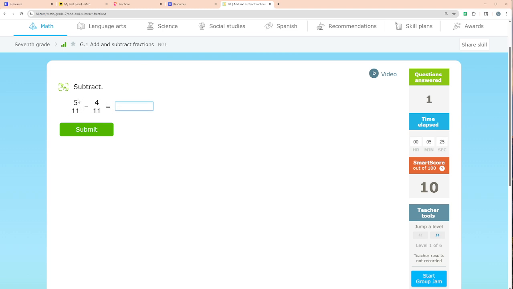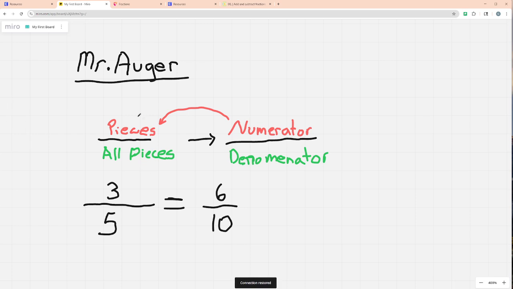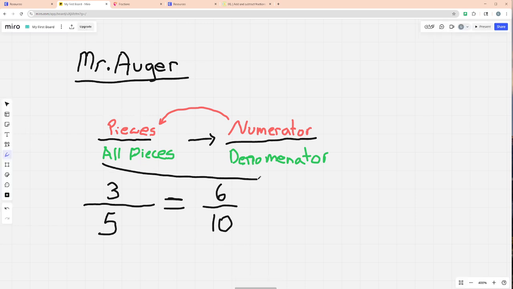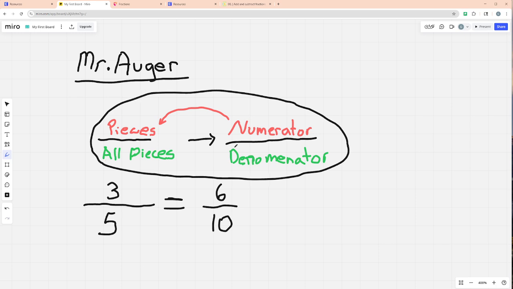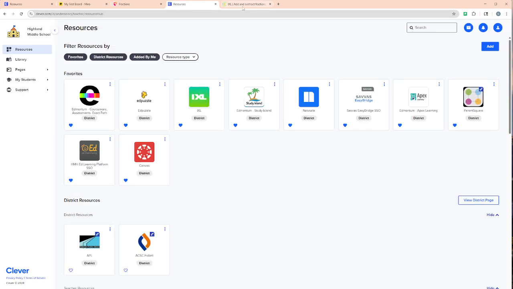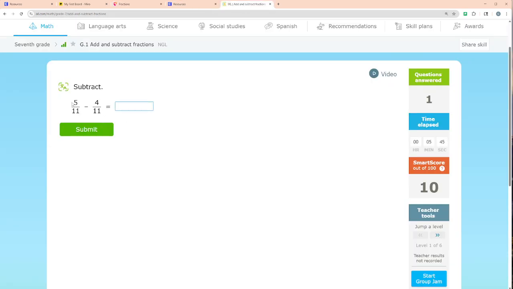Probably not. Let's go to this right here in our imagination and understand that the denominator is all the pieces that are the same size. The top number represents the amount of pieces present, could represent the pieces absent, but mostly present. And I have 5 of those tiles. Well, if I remove 4 of those tiles, how many would be remaining? And you probably guessed it, 1.